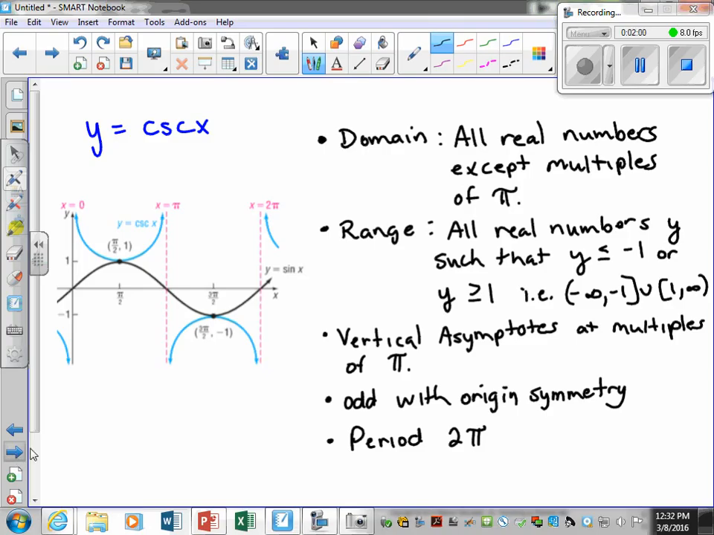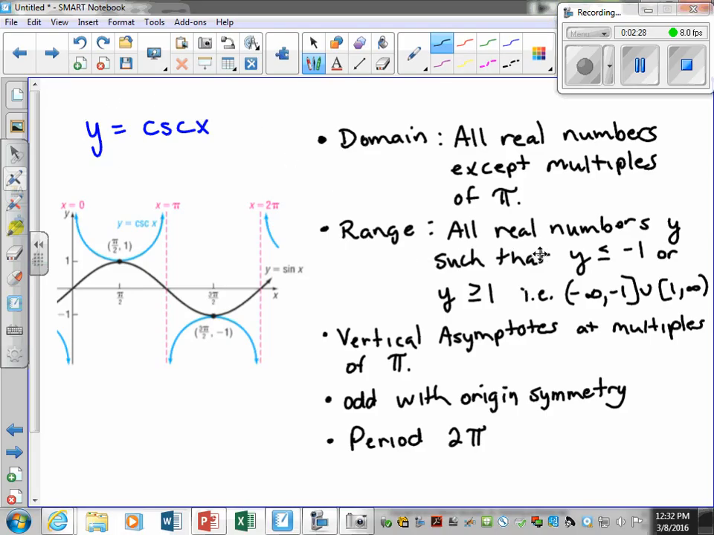Cosecant x, the domain, all real numbers except multiples of pi. This black graph is actually just sine of x. Remember, cosecant of x is the reciprocal function of that, and we're going to heavily rely on this when we graph some other examples that aren't parent graphs in the next few videos. We can use this parent graph to help us get a sketch of this reciprocal function.